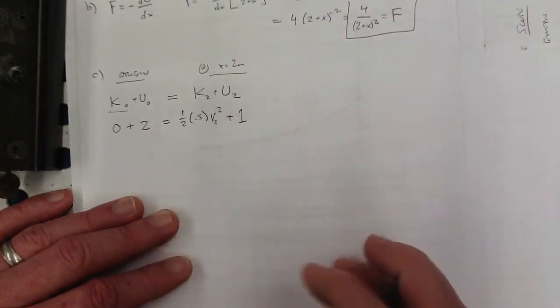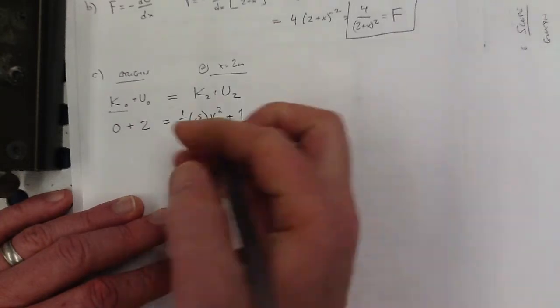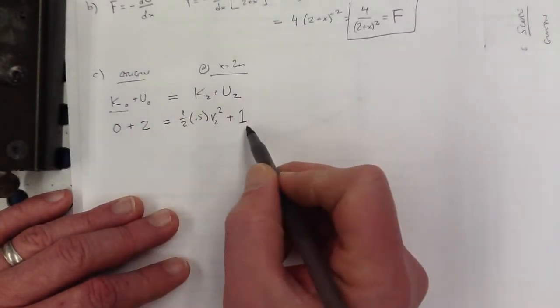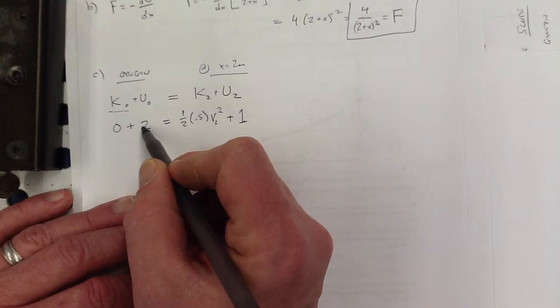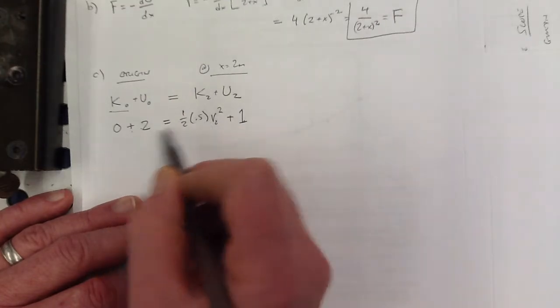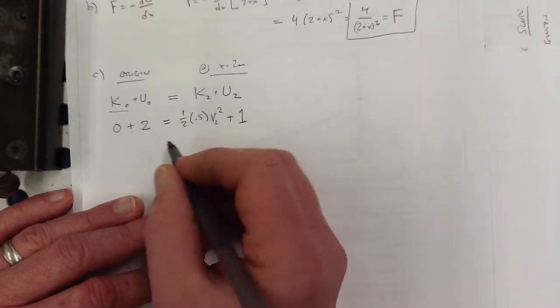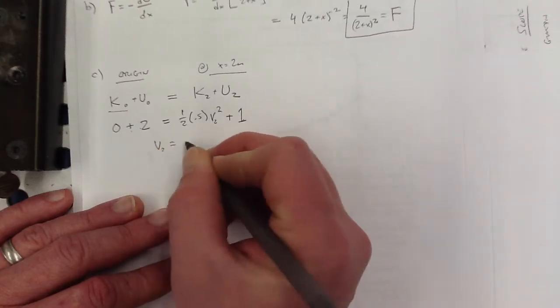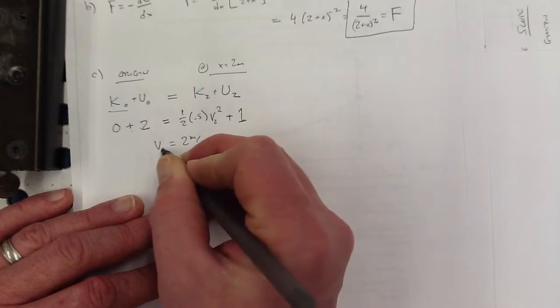So that looks like, let's say the velocity is going to be 2, I think. Let's just do the math to make sure. So we move the 1 over here, then we multiply by 2, and then we divide by half. So the velocity at 2 is going to be 2 meters per second.